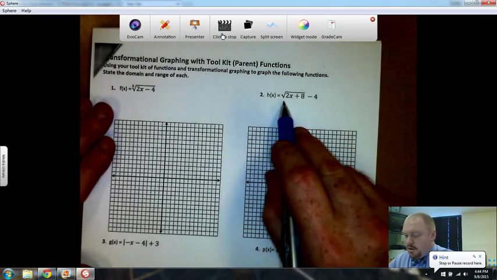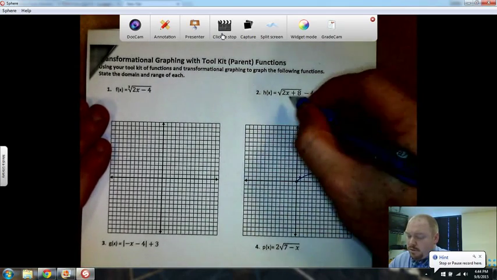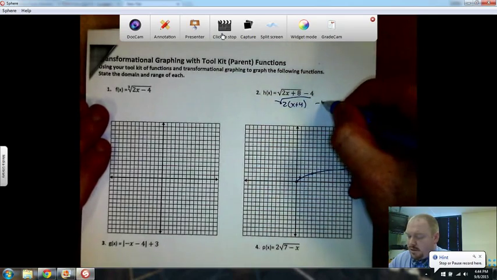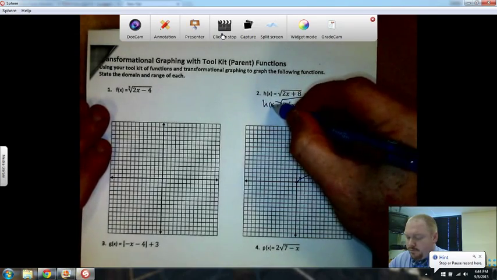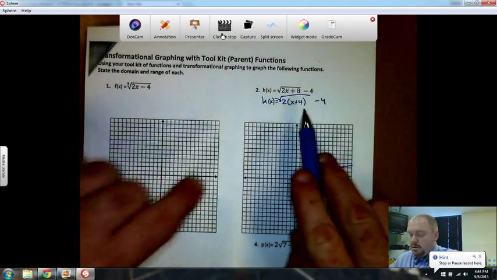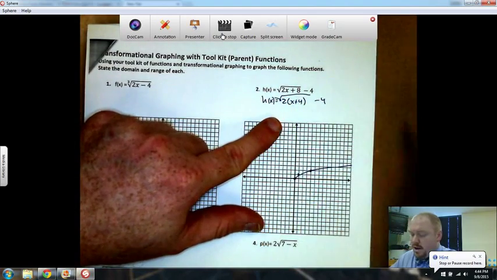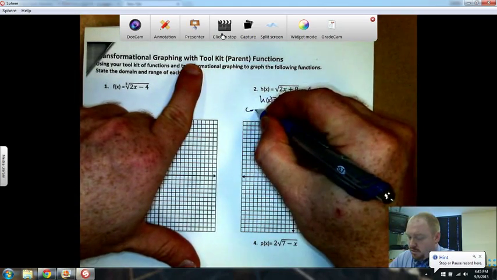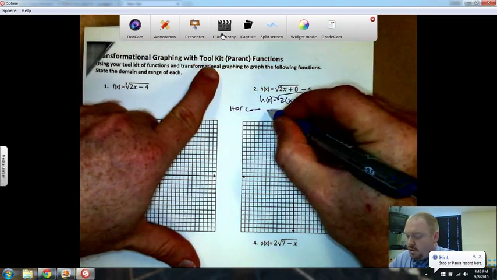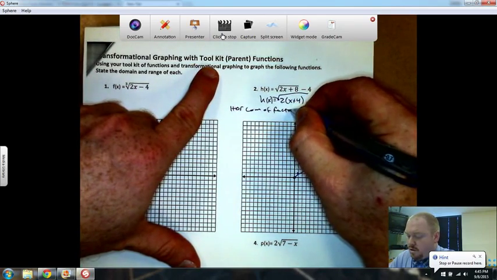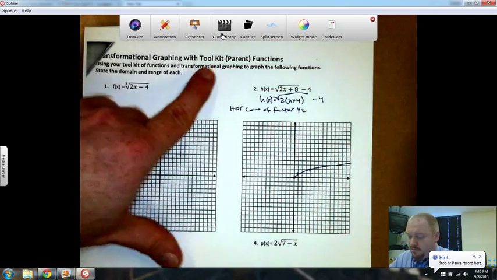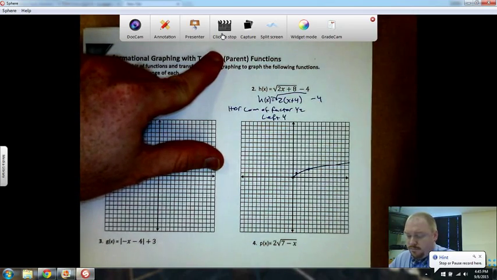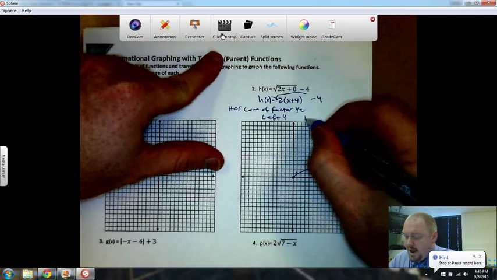Now, this is my function. So what I'm going to do is I'm going to factor out a 2. Then minus 4 is on the outside. So, looking inside here now, I have a 2, so that's going to give me a horizontal compression. So, horizontal compression of factor, okay, flip it, 1/2. I'm going to go left 4, then I'm going to go down 4.